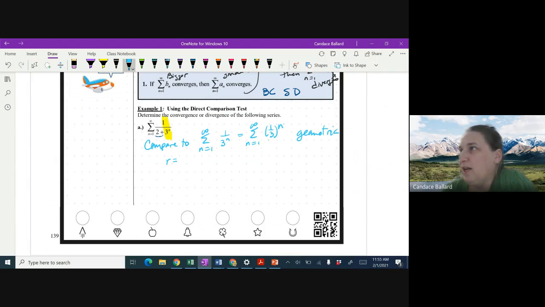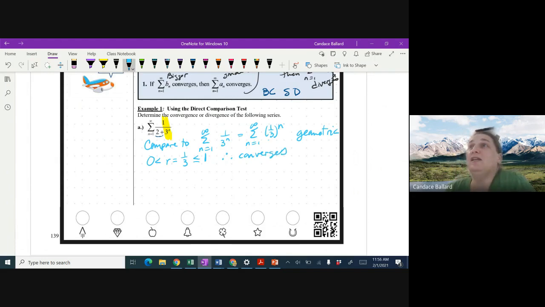I just want to make sure everybody's with me. All right. It is, in fact, 1/3, which is between 0 and 1. Okay. So when it's between 0 and 1, we know that it converges. So we know that this part, the geometric part, converges.